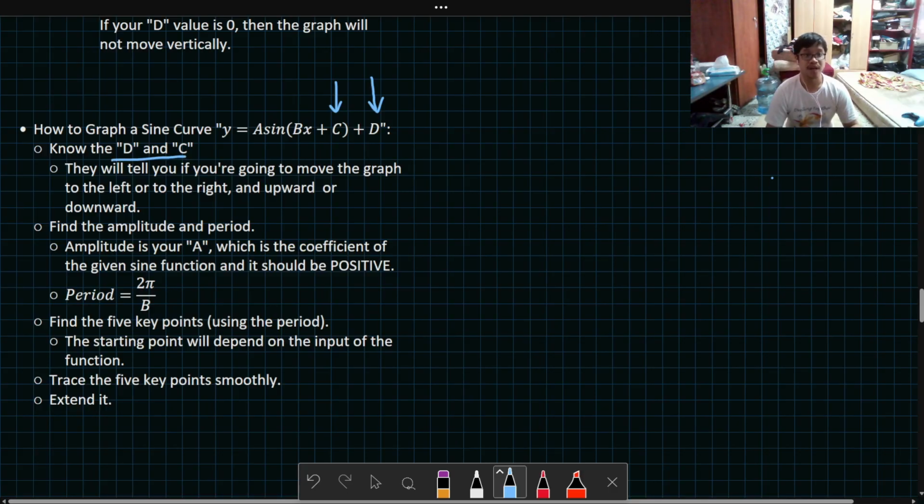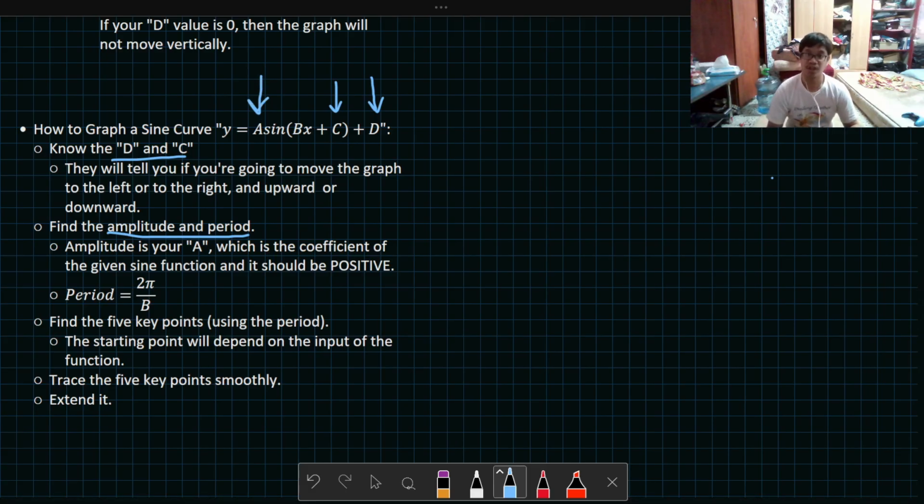Next, you're going to find the amplitude and period. Amplitude is basically the A, just this one, in which it acts as a coefficient of your sine function. Yes, it is a coefficient of the function, but it should always be positive. It doesn't matter if it's negative, it should be positive.